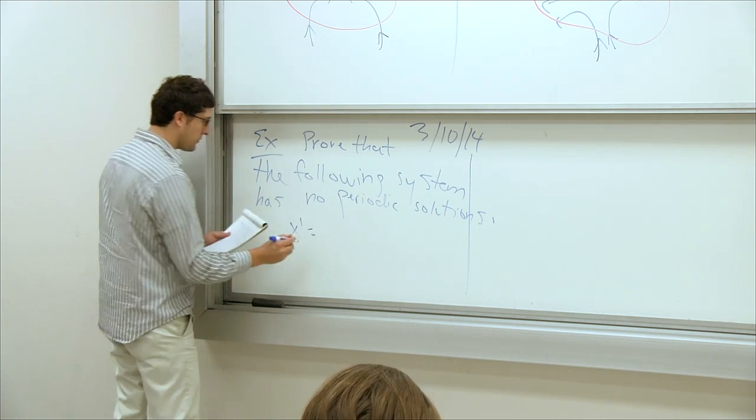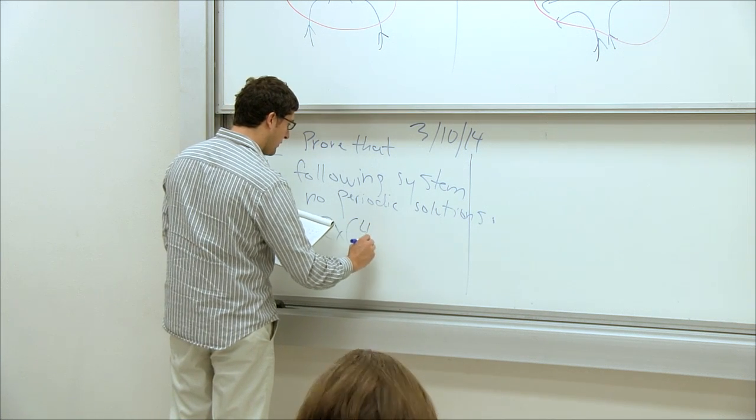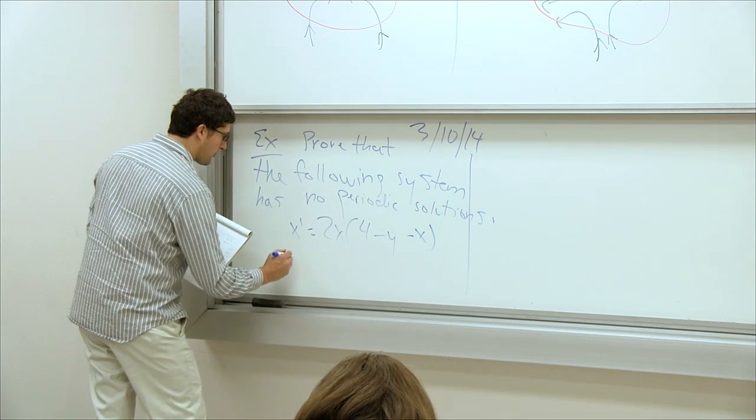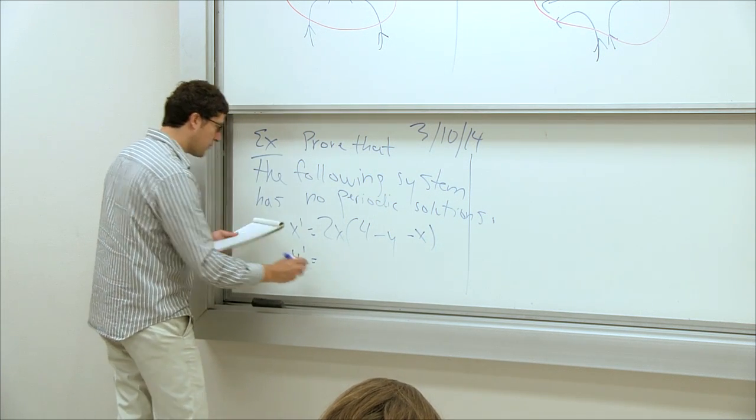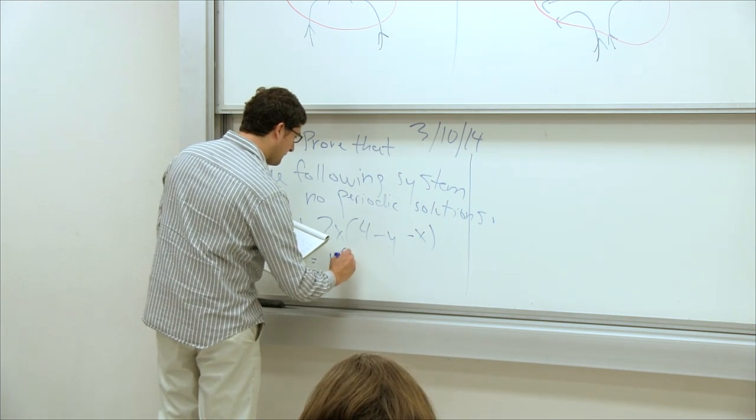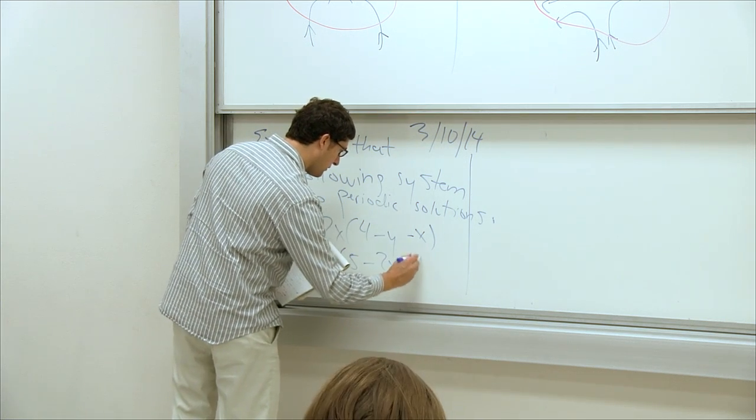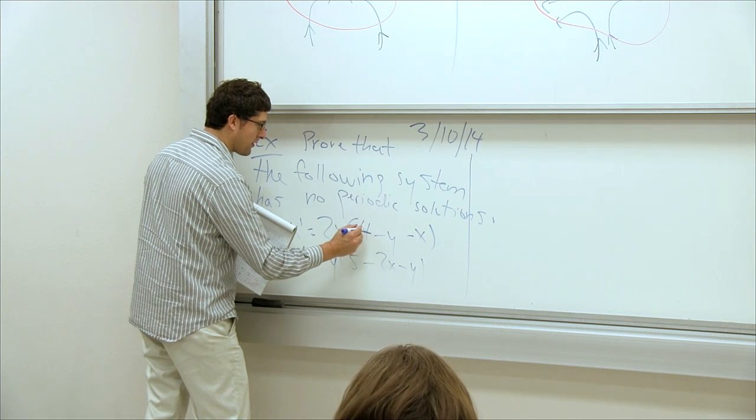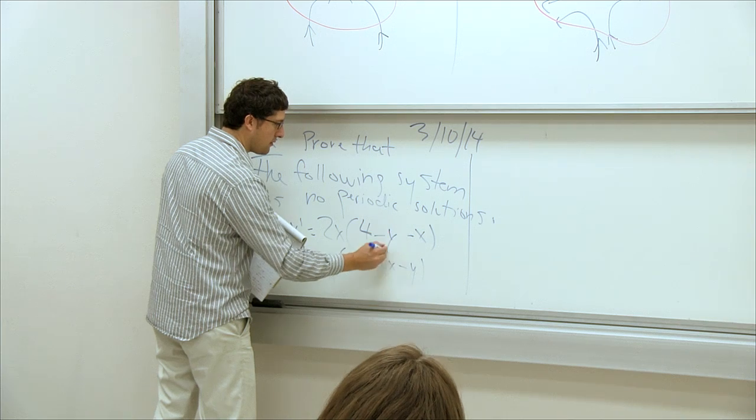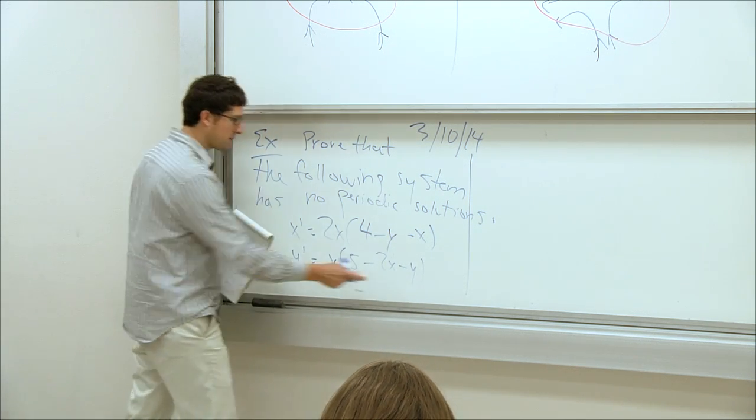It's x prime equals 2x times (4 minus y minus x). Y prime is equal to y times (5 minus 2x minus y). So just to clarify, because my 4's and my y's apparently are similar, this is a y, this is a y, and that's a 4. Okay, that's a y too.